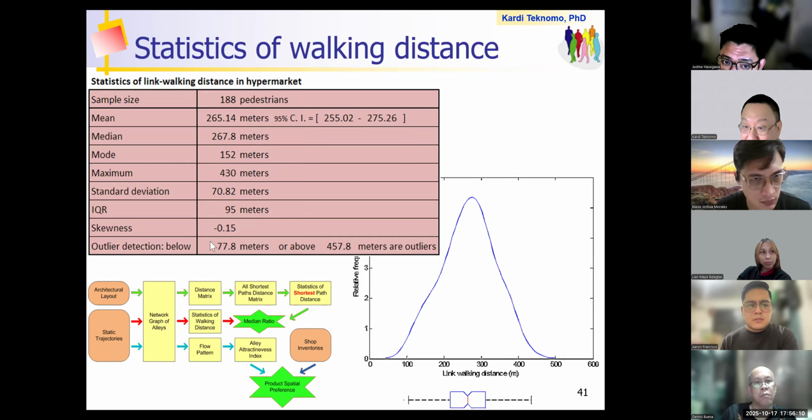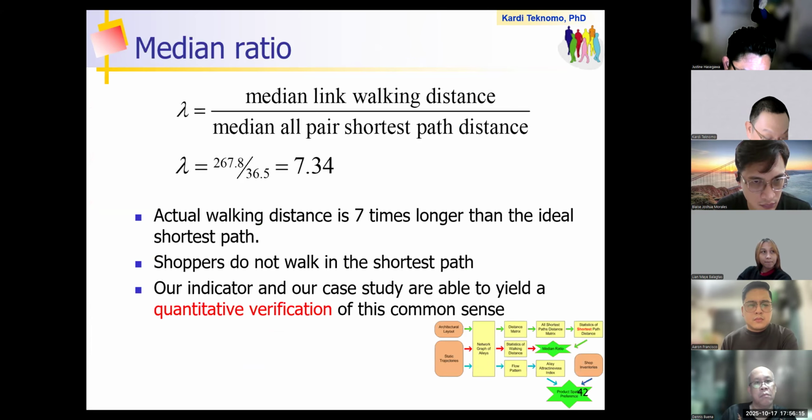So these are the numbers, and if you compare the median, this is interesting, no? If you compare the median, I get a median ratio of 7 times. So the actual walking distance is 7 times longer than the ideal shortest path.